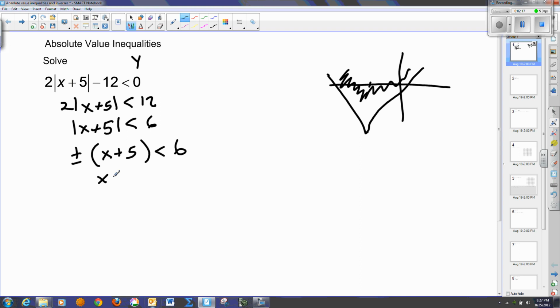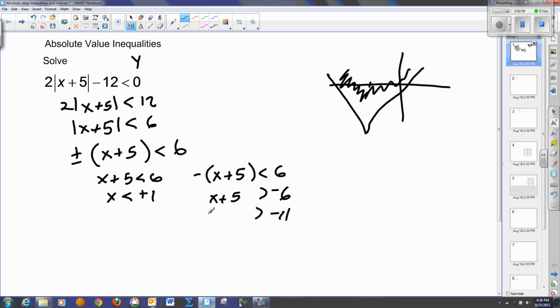One being x plus 5 is less than 6, and the other being the opposite of x plus 5 is less than 6. Both are pretty easy to solve. Subtract 5 from both sides. I get x is less than or equal to positive 1. I can do my arithmetic right. Multiply by -1 to this side, flip the inequality. So x plus 5 is greater than -6, and subtract 5 from both sides, and I get -11.